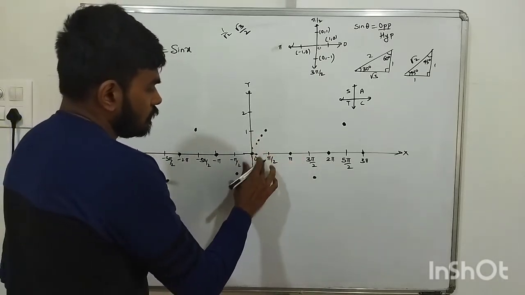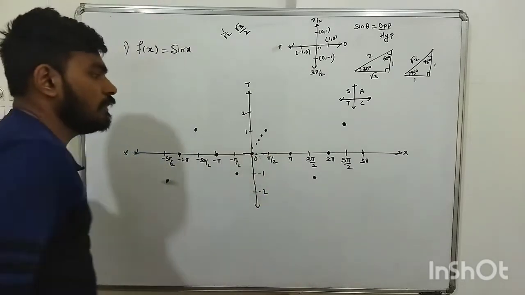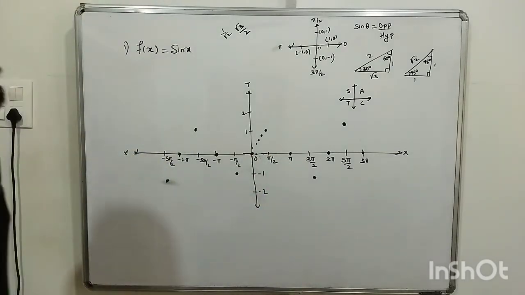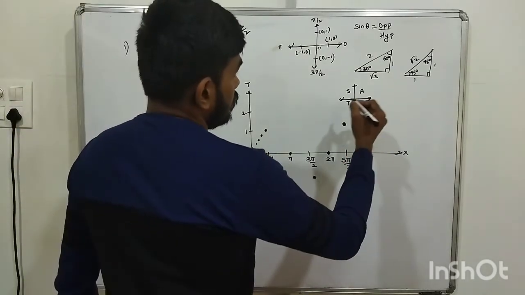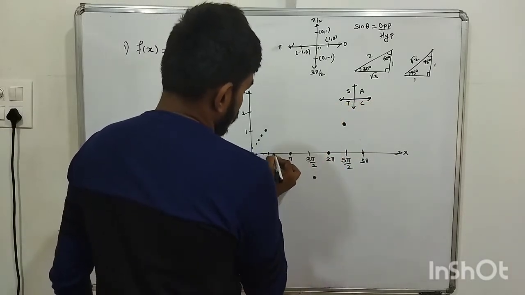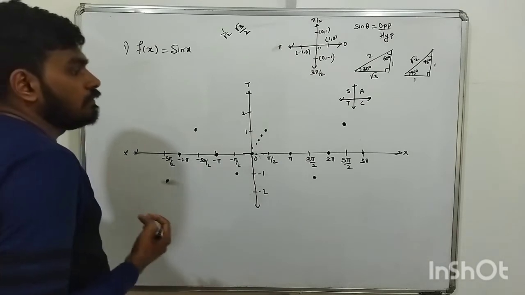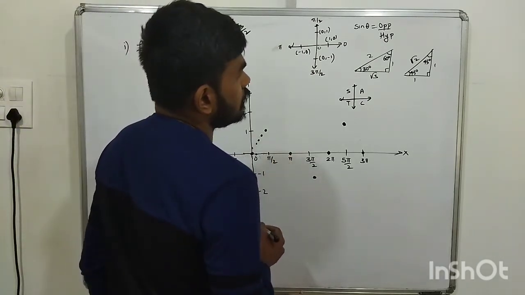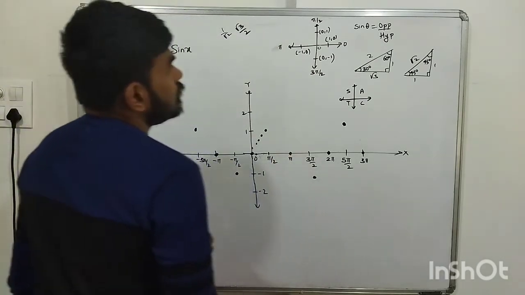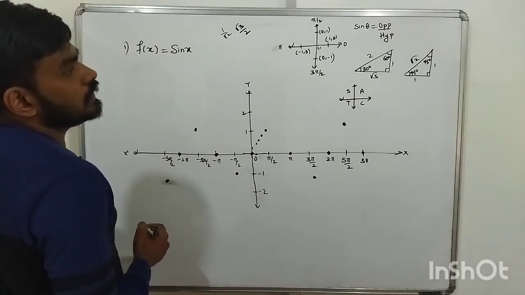Understood? Same way, if you try to find sine of this, after pi by 2, we'll take sine of 120 degree, that is 2 pi by 3, we'll see here somewhere. Sine of 2 pi by 3 is what? How to find sine of 2 pi by 3?